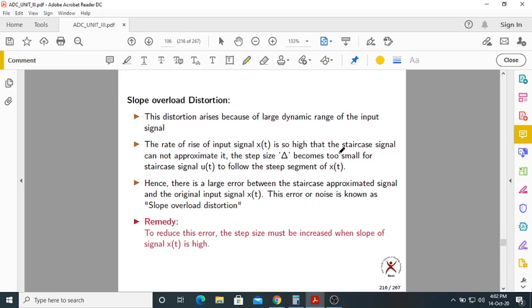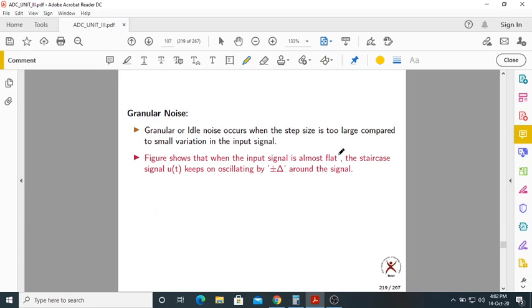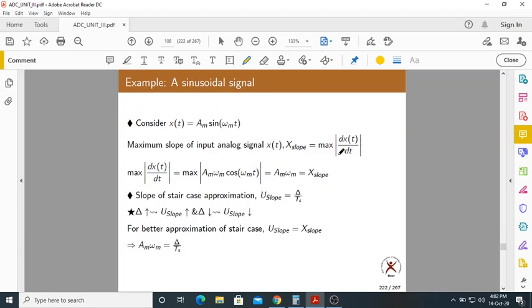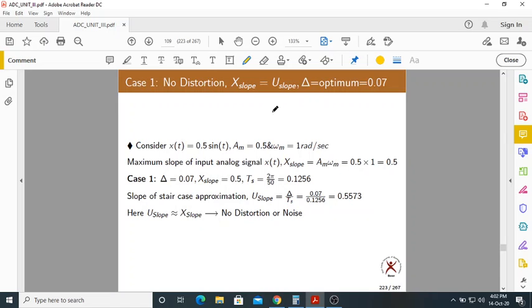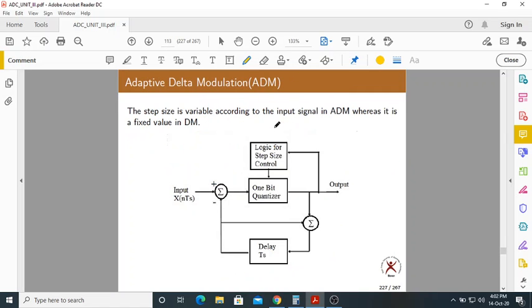So anyway, we cannot remove both at a time, because in this, delta is constant. So you can remove any one, you cannot remove both. That is a problem of delta modulation. I have taken a simple example of a sine wave. What happens if the slope is equal, if the slope is more, if the slope is less? So you go through this example now.